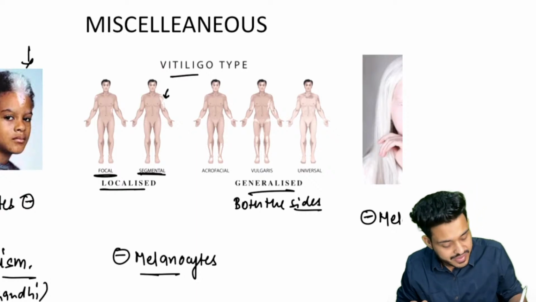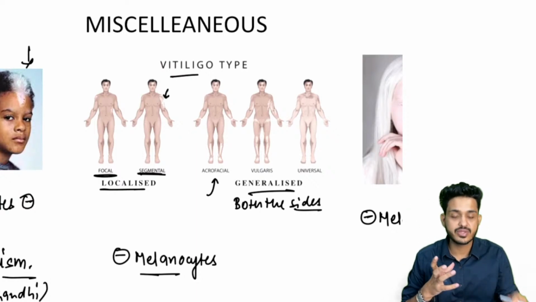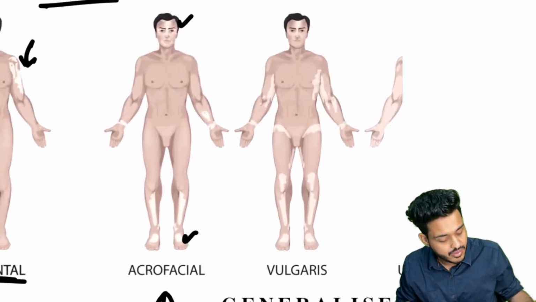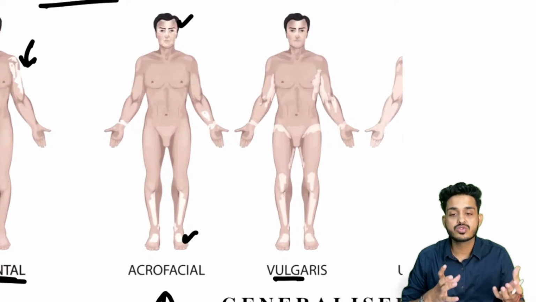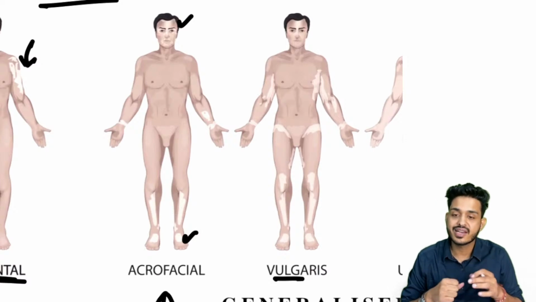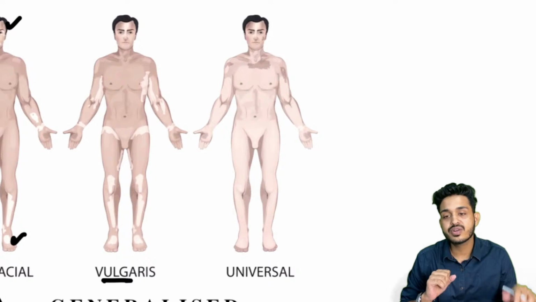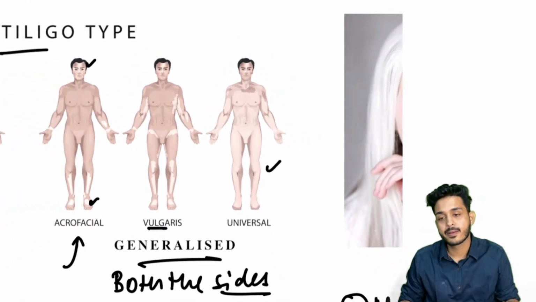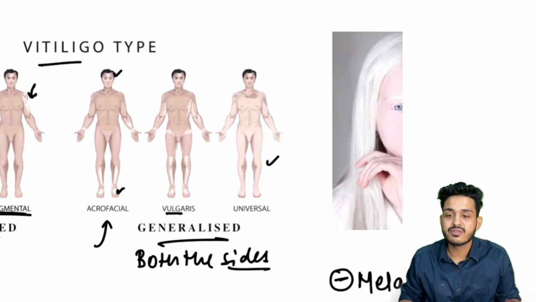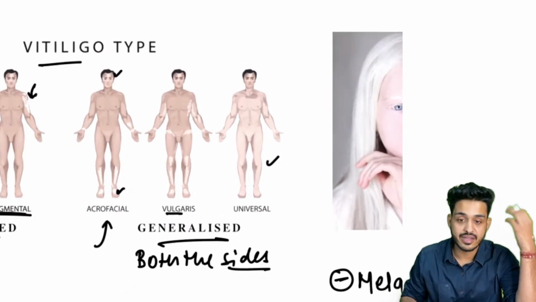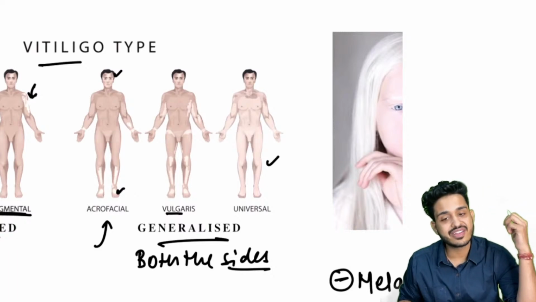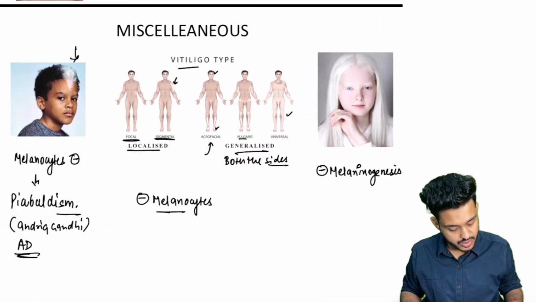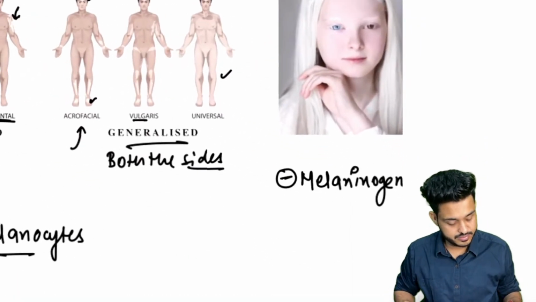Here we can have acrofacial, that means it will be on the extremities and on the face. Vulgaris means the most common type of vitiligo, and universalis means most of the body is covered with vitiligo. Remember, when vitiligo is affecting the hairs, that would have a very bad prognosis, the worst prognosis you can say. So that is about vitiligo.